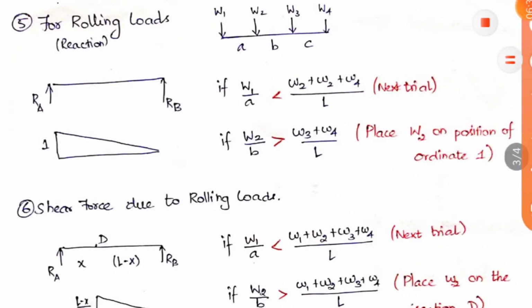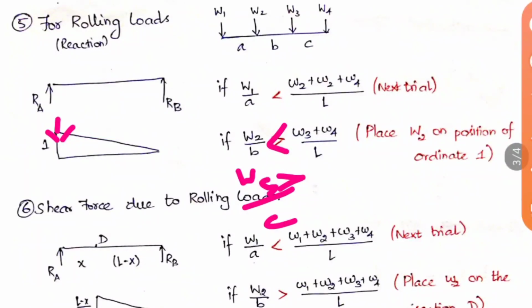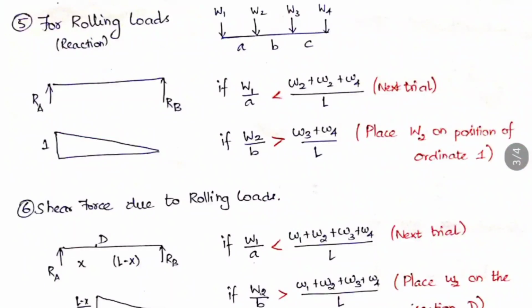If in this case also it is less than, we should go for the next case, W3 by C, whether it is less than or equal to W4 by L alone. When it is also less than, you have to go for W4, so you have to place W4 at ordinate 1. But when W3 by C becomes greater than W4 by L, then W3 has to be placed at the point of ordinate 1. So this is how you should place the rolling loads so that you get the maximum bending moment.